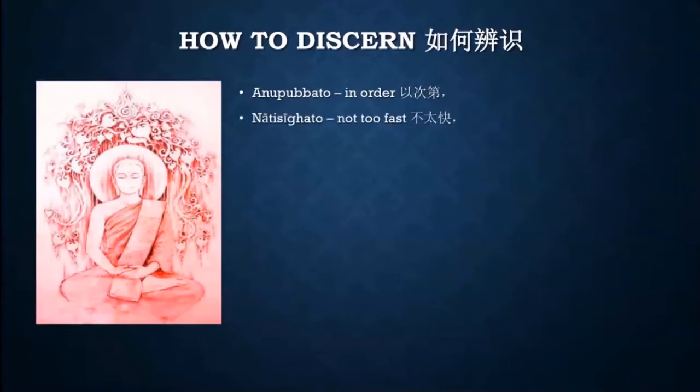Then again, Nati Sighato, not too fast. If we discern very quickly or very fast, some elements become unclear. Sometimes people also ask, how long should we discern? If you can discern only a few seconds in one element, it's much better. If you discern for a very long time, many minutes, then elements become very excessive. So maybe at least 1 or 2 minutes is not that bad. If you can do shorter than that, much better.